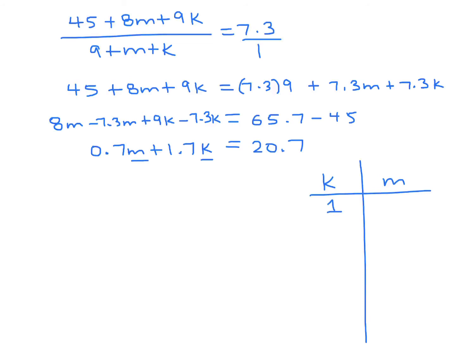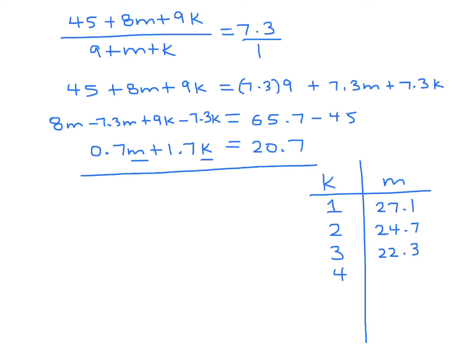So if k equals 1, put k equals 1 into our equation here, and you'll get 27.1 for m. So no good, right? K and m have to both be integers. K equals 2, you get 24.7 approximately. K equals 3, you get 22.3. K equals 4, 19.8. K equals 5, 17.4. And at this point you're thinking, oh boy, how long do I have to keep going here? K equals 6, you get 15. There you go.